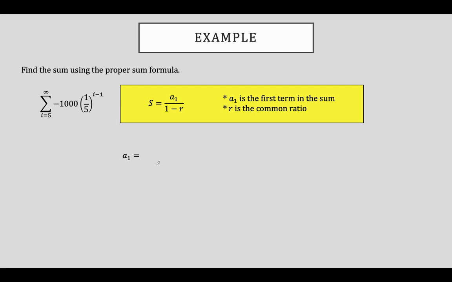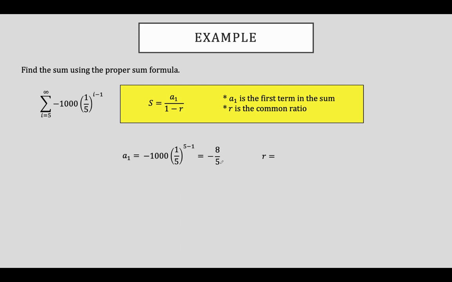a1 is the first term in the sum. Well, looking carefully at this summation, it begins at i equals 5. That means the first term in this sum would be obtained by plugging in 5 for i. So we plug in 5 for i: negative 1,000 times 1/5 raised to the 5 minus 1. We type that into our calculator, hit the math frac button, and we get negative 8/5. That is the first term.